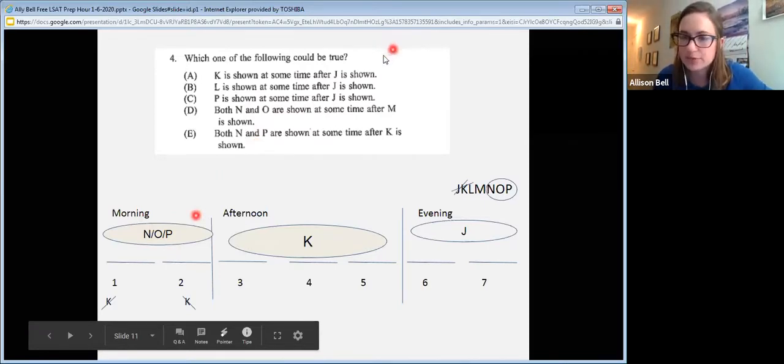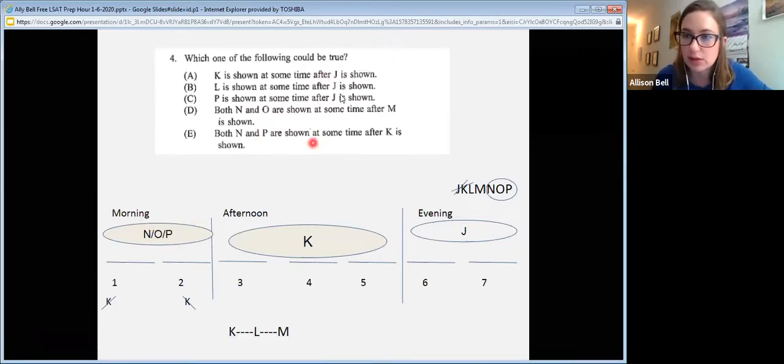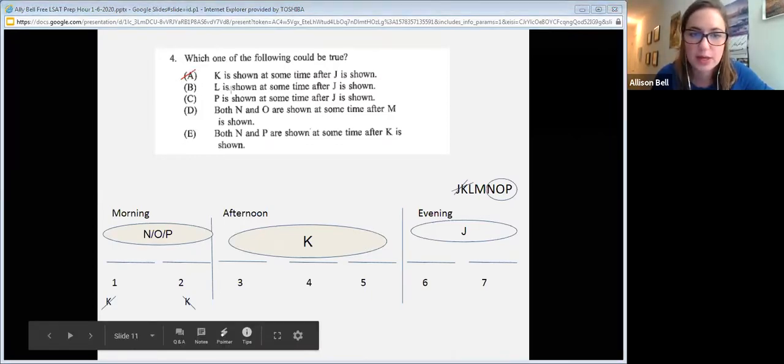So now that I'm primed, I'm going to go through the answer choices, looking for things that are obviously right or wrong. So K is shown sometime after J. This is obviously not possible. I have it right here on my diagram that K is in the afternoon and J is in the evening, so I'm going to cross that one off. L is shown sometime after J. I don't have anything super obvious about that right now, so I'm going to hang on to it.